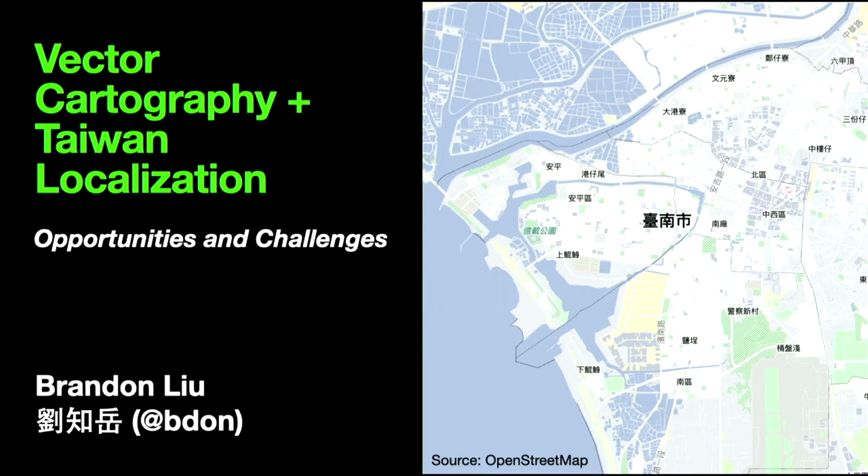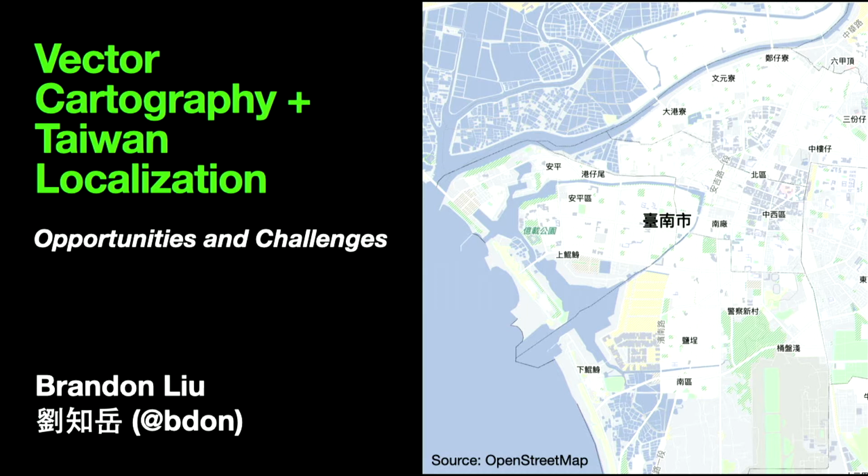Okay. So this talk is about vector cartography and also Taiwan localization, but we're going to talk about it in English. So I'll try to talk more slowly. Okay, so hi, I'm Brandon. Talking about this track is OpenStreetMap. We're specifically going to talk about base maps.